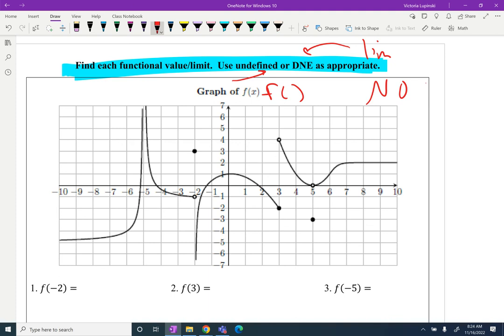Something else to notice, there is no equation for this graph. Please don't try to make one, okay? It would be a heck of a piecewise function. It would be fun, but not needed.